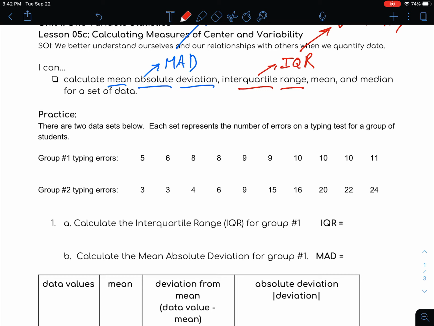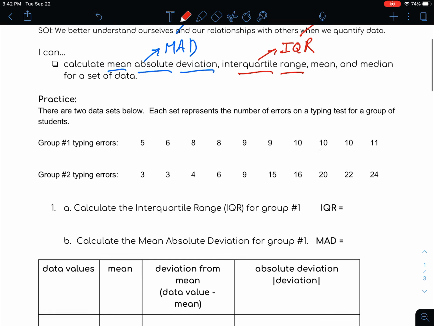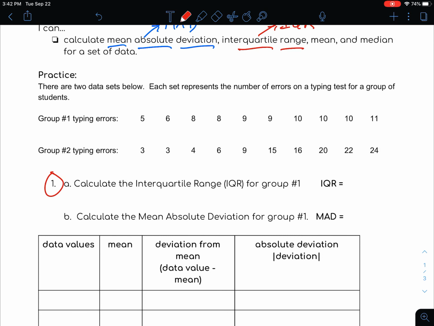Okay, we're going to do group number 1, and I'm going to leave group number 2 for you. And so for group number 1 down here, we're going to be calculating the interquartile range and the mean absolute deviation. We're going to start with the interquartile range.